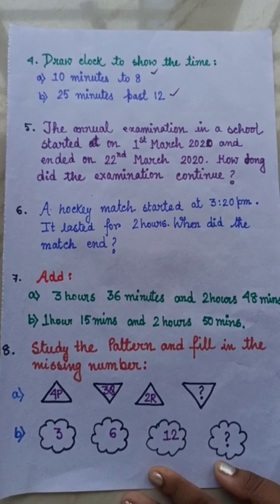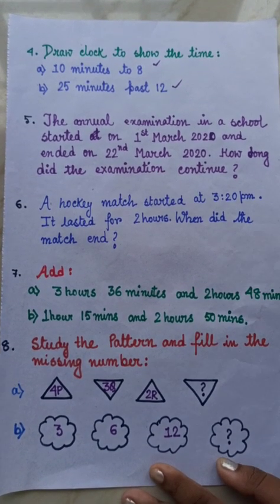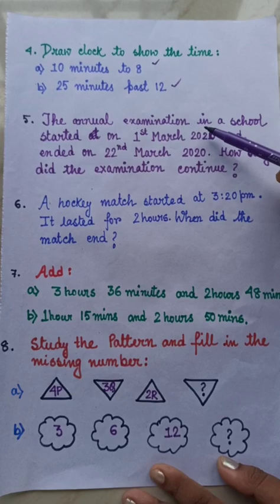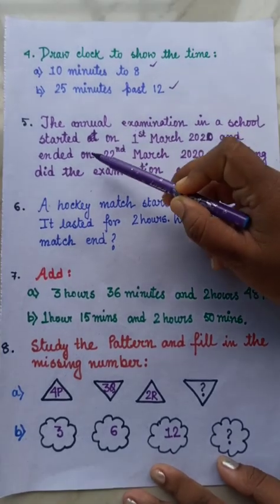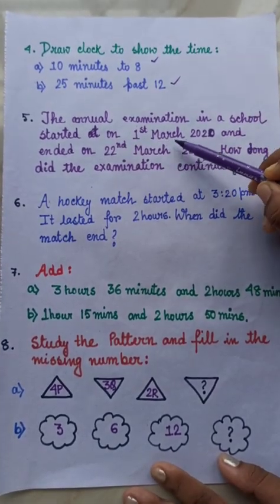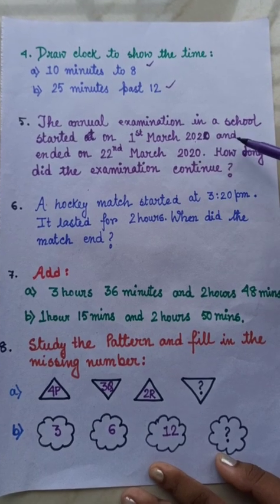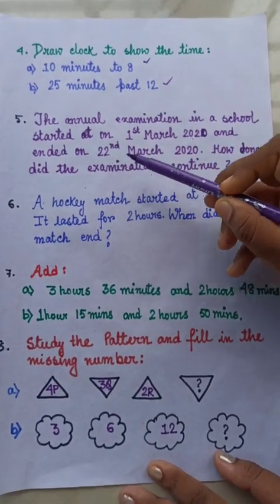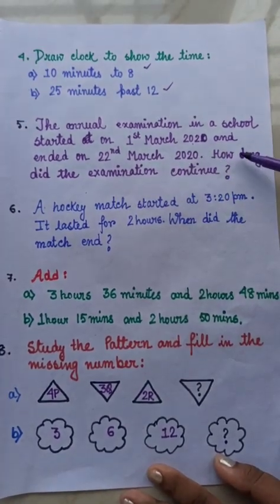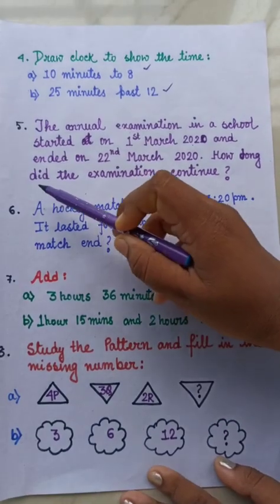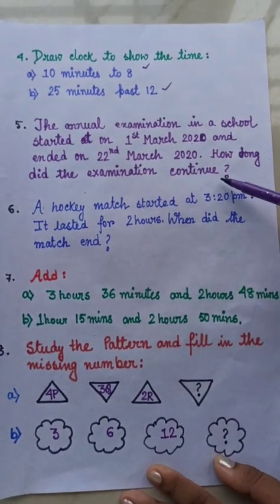Okay, you have to draw clock for both. Next, the annual examination in our school started on 1st March 2020 and ended on 22nd March 2020. How long did the examination continue?